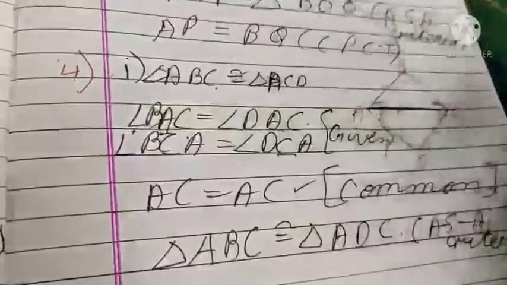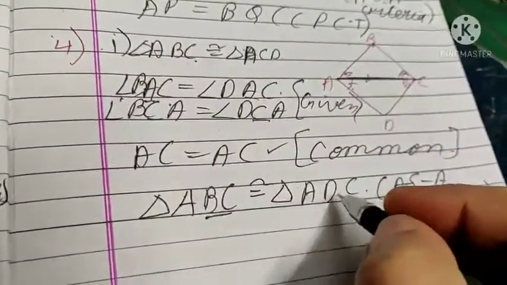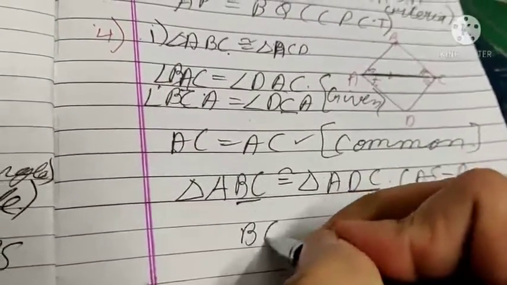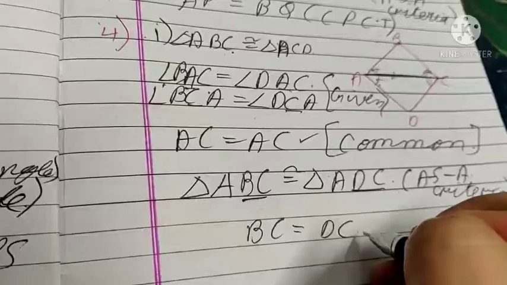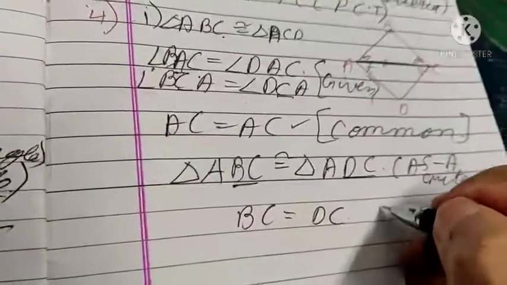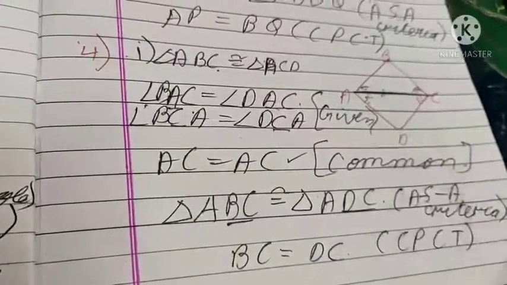Now we have to see whether BC is equal to DC. These are the last two points. Last two are at the same places. So BC is equal to DC by CPCT. So we have got this point also. So here ends your third exercise.